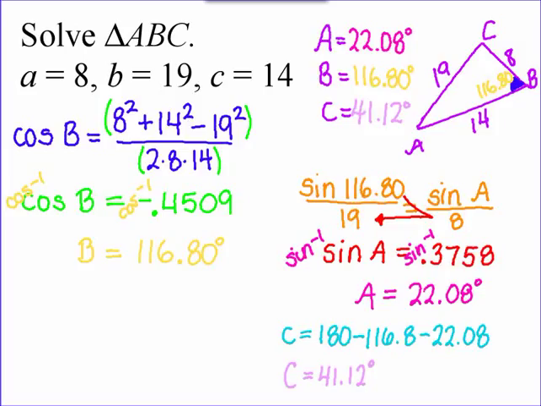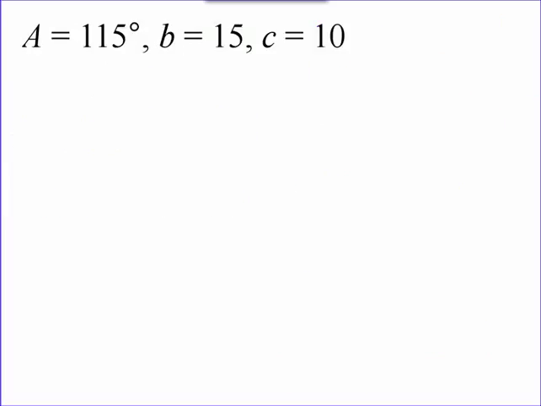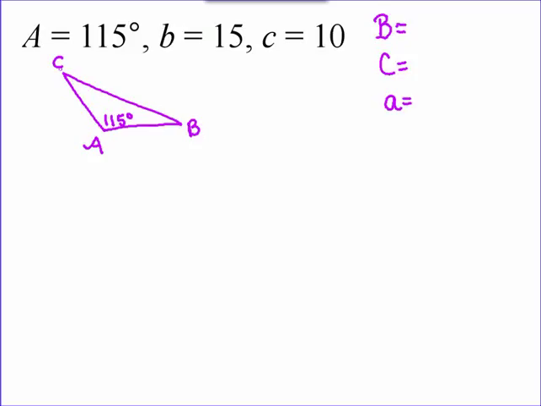Let's go ahead and look at another problem. A equals 115 degrees, B equals 15, C equals 10. So what do I need to find? Angle B, angle C, and side A. So what you could do is draw a picture if you wanted. Here's A, we could do A right here, 115. Here's B, C, so B is 15, C is 10.